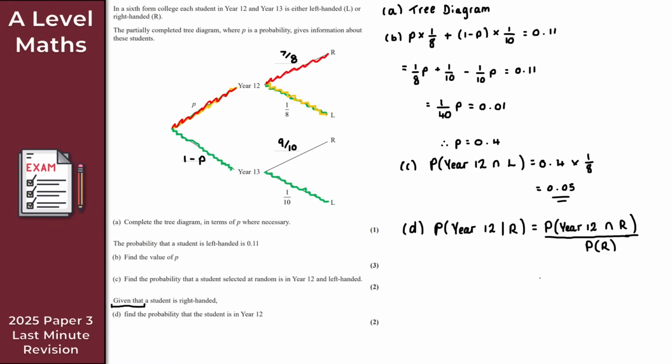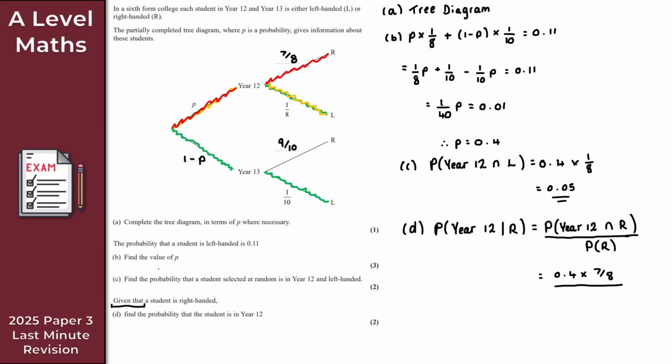We'll do that underneath here. So p, which is 0.4 times 7 over 8. And this here then is all over the probability that they're right-handed. So what is that probability? Well, don't worry about calculating this or anything like that. Just simply use the question as it's given to you.